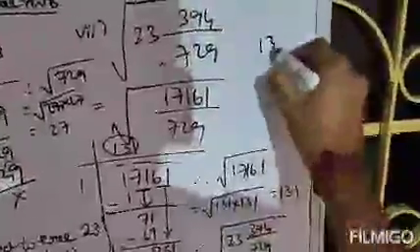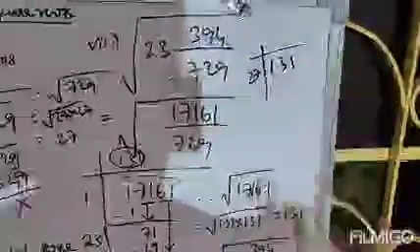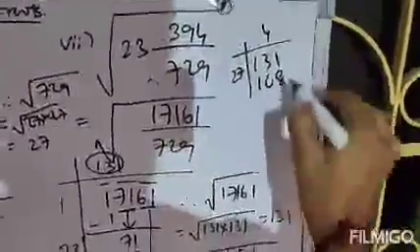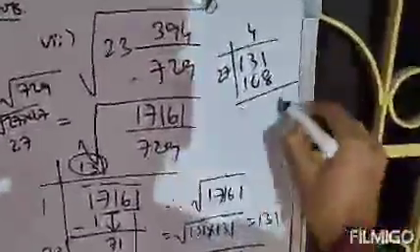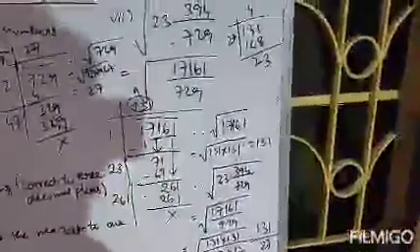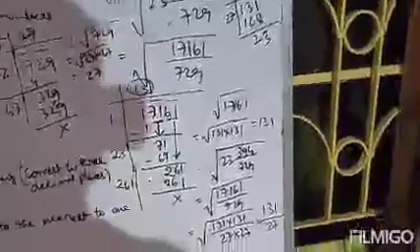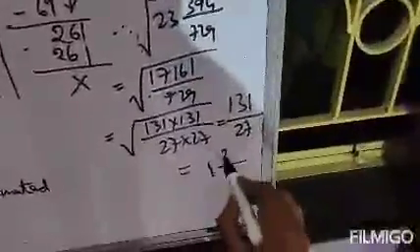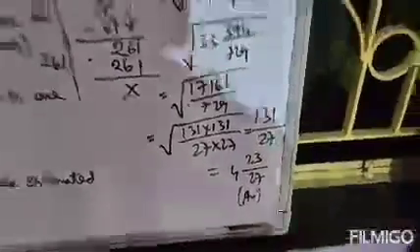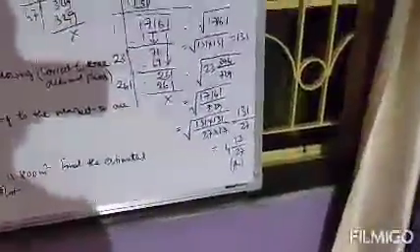Now convert this improper fraction. That means 27, just divide. So 27 4s are 108. This is 23. So the answer is 4 upon 23 by 27. So your answer will be 4 upon 23 by 27. This is 4. This is your answer. Your answer is 4 upon 23 by 27. Clear? So this is complete.